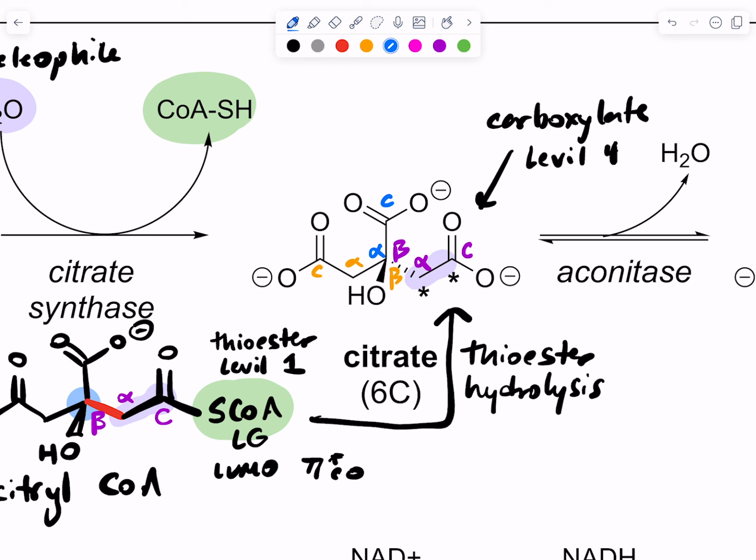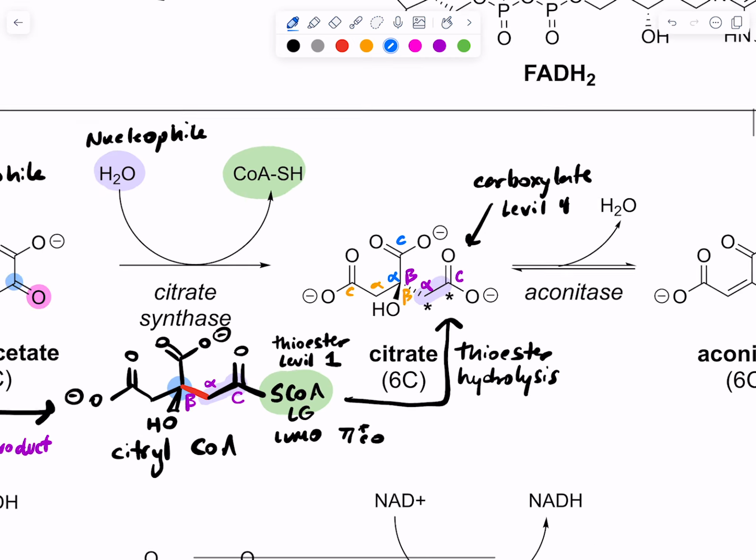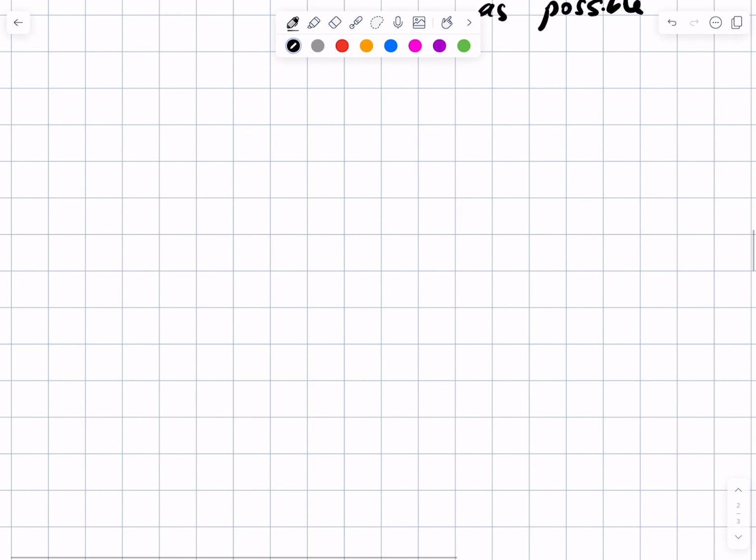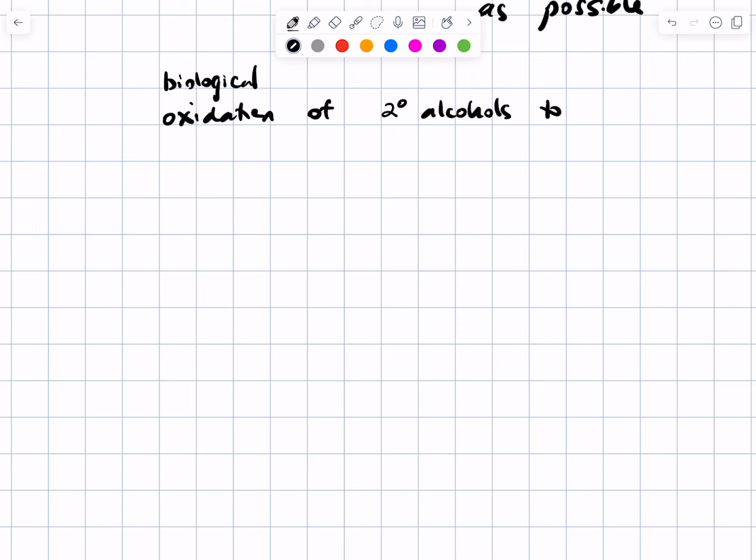What's the problem with that oxygen? Why doesn't it, what's missing if we're trying to get a beta keto carboxylate or an alpha keto carboxylate? Not a ketone, right? Let's talk briefly about how nature oxidizes alcohols to ketones. I think you've seen this before, but my guess is you haven't quite put all the details together. So we'll just call this biological oxidation of secondary alcohols to ketones.